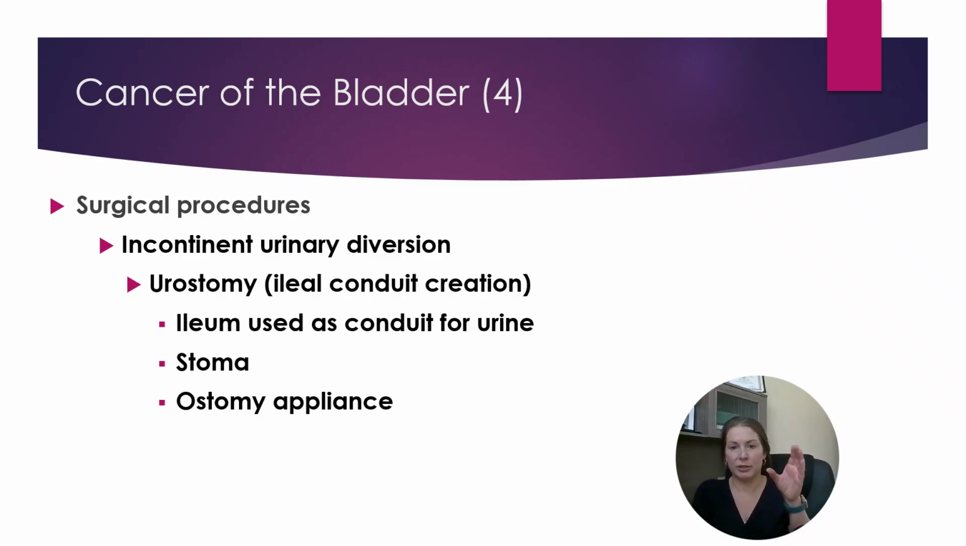And then that conduit, kind of like a reservoir, is going to be pulled to the skin to form a stoma. There's no sphincter control here, so the urine's just going to drain continuously into an ostomy appliance. This is where you'll see a urostomy pouch to collect the urine. We want to teach our patients to monitor for skin integrity around the stoma, and teach our patients proper appliance care and how to look for signs of infection as well.